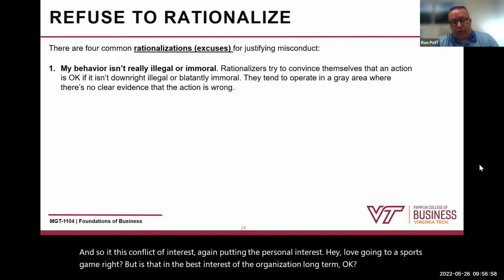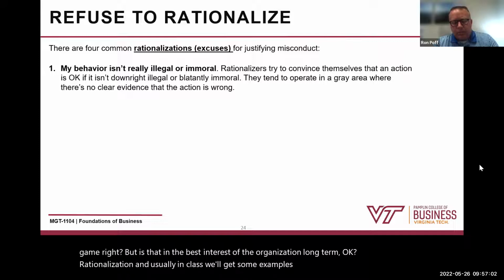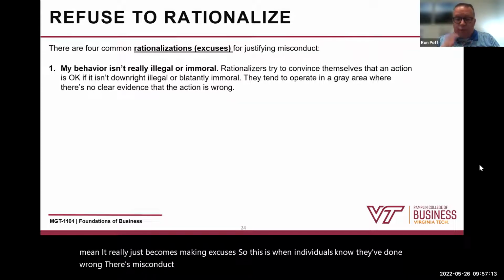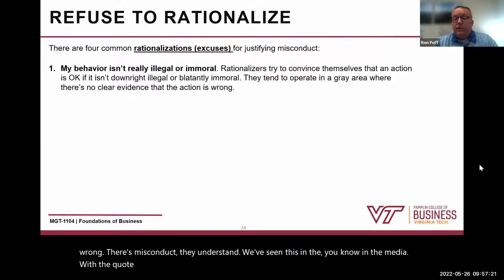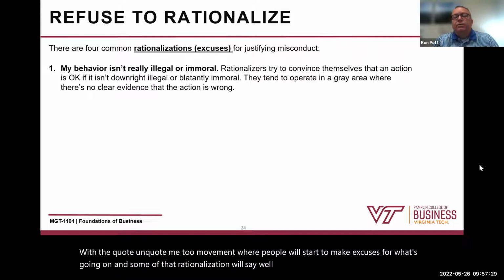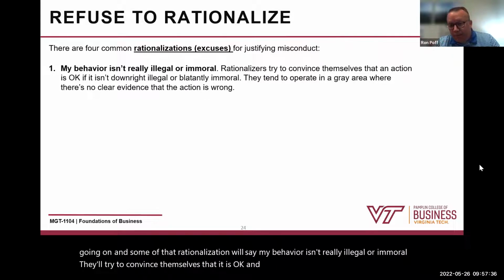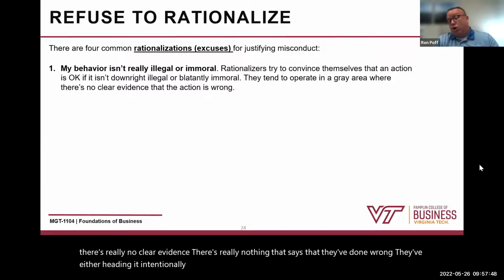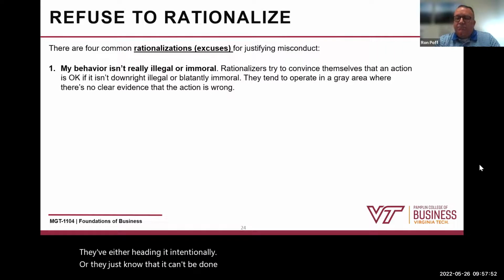Now, rationalization, usually in class, we'll get some examples of this. What does rationalization mean? It really just becomes making excuses. So, this is when individuals know they've done wrong. There's misconduct. They understand. We've seen this in the media, with the quote unquote Me Too movement, where people will start to make excuses for what's going on. And some of that rationalization will say, well, my behavior isn't really illegal or immoral. They'll try to convince themselves that it is okay, and they'll operate in sort of this gray area where there's really no clear evidence. There's really nothing that says that they've done wrong. They've either hidden it intentionally or they just know that it can't be done.